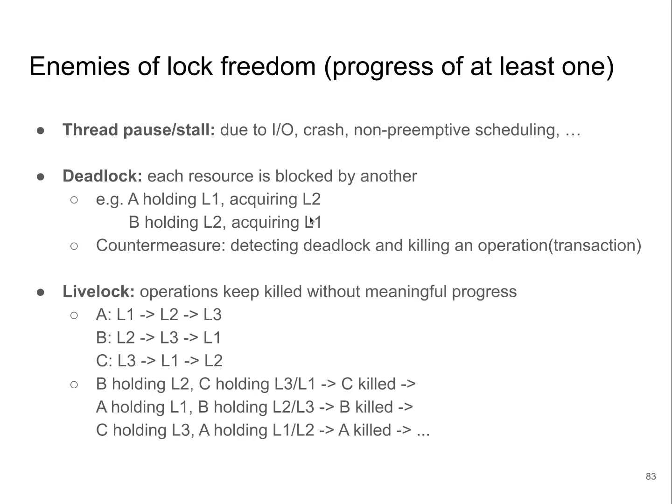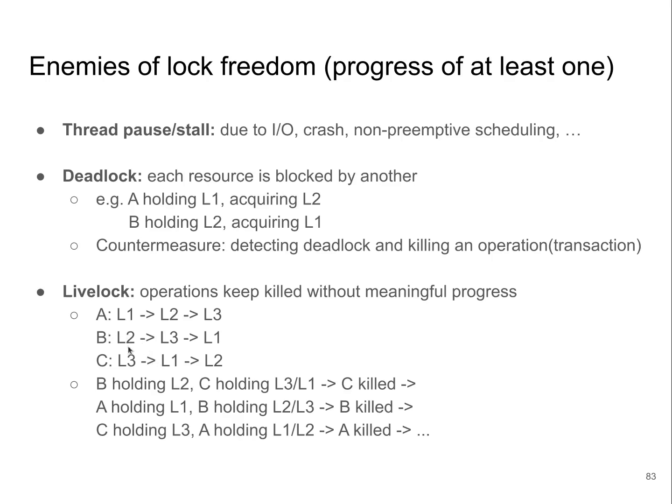This is a countermeasure, but it is not perfect, because there is a situation called livelock. See the contrast between deadlock and livelock. It actually does something, but it keeps killing the operations. Let's see: A is trying to acquire locks L1, L2, and then L3. B is acquiring L2, L3, and then L1. C is acquiring L3, L1, and then L2. If B just acquired L2, and C is holding L3 and A L1, then they have progressed. They acquired locks L2, L3, and L1.